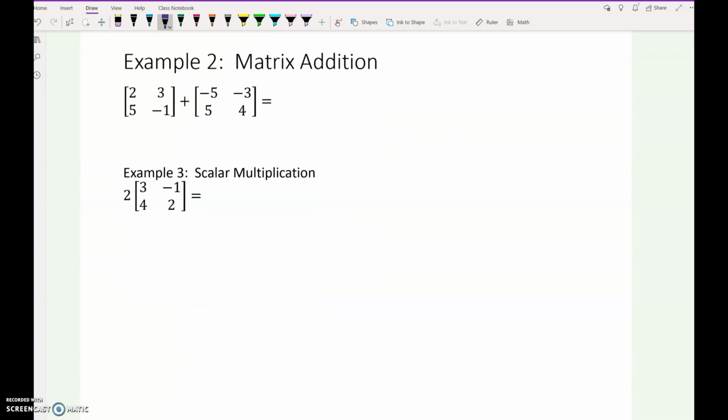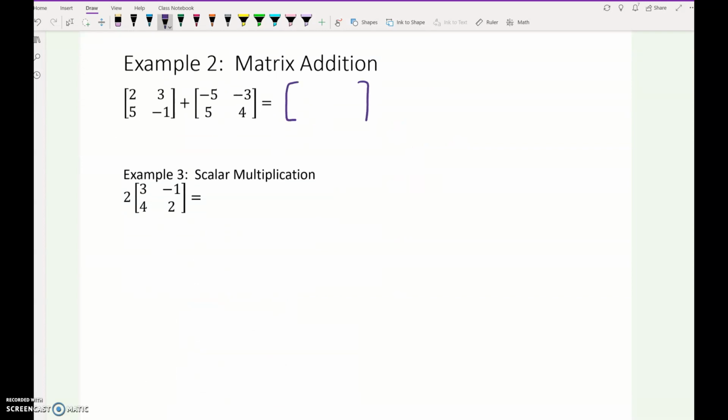Okay. Matrix addition. In order to add matrices, the matrices must be the same dimensions. They must have the same order. So this is a 2 by 2 matrix plus another 2 by 2 matrix. Your answer is also going to be a 2 by 2 matrix. Now here's how ridiculously simple this is. The top left answer is going to be found by taking the top left number plus the top left number.